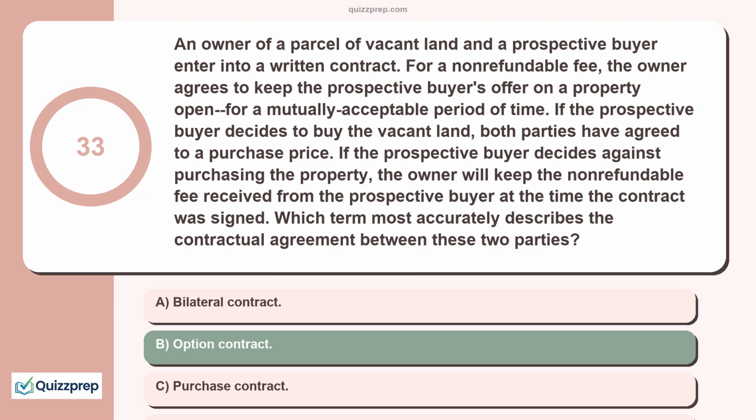C is incorrect. During an option term, the buyer is deciding whether or not to purchase the property. The owner and the prospective buyer are not yet parties to a purchase contract. If the prospective buyer decides to purchase the property, a bilateral purchase contract will be necessary.